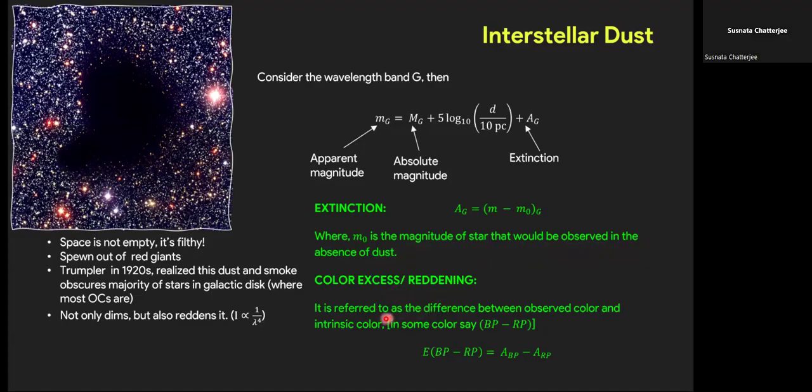Color excess, or reddening, refers to the difference between the observed color and the intrinsic color. In some color, say BP-RP, E(BP minus RP) is (m minus m naught) of BP minus (m minus m naught) of RP, which is nothing but A_BP minus A_RP.